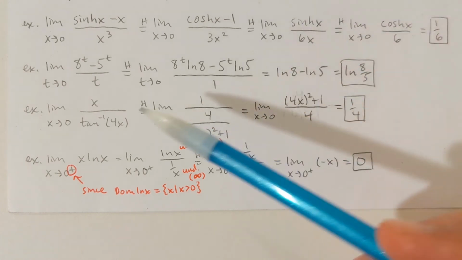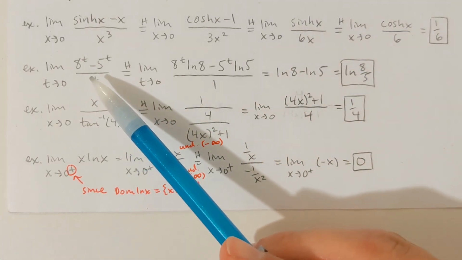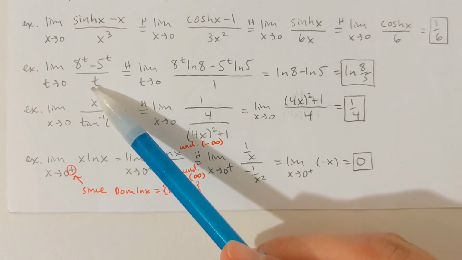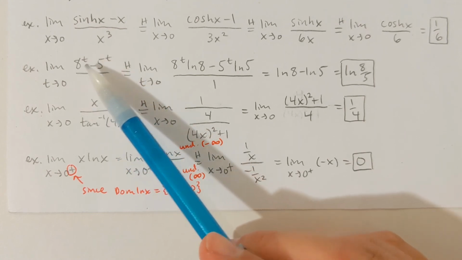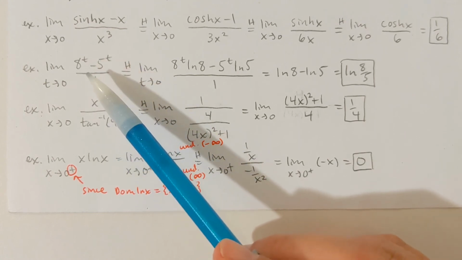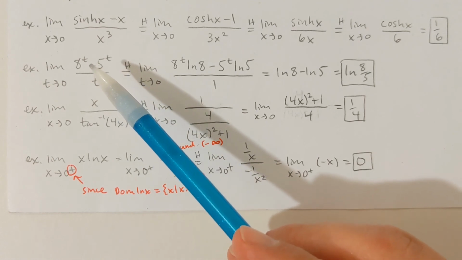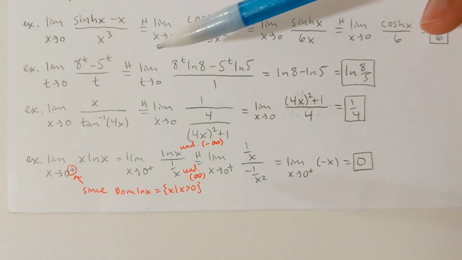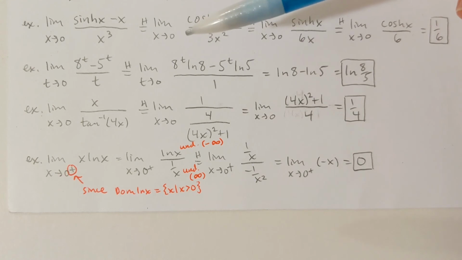Here's another one. How about the limit as t approaches 0 of 8 to the t minus 5 to the t over t? Anything to the 0 power is 1, right? So 1 minus 1 is 0. You're in indeterminate form here. Now, the derivative of a to the x is a to the x times the ln of a. We looked at that in section 3.4.